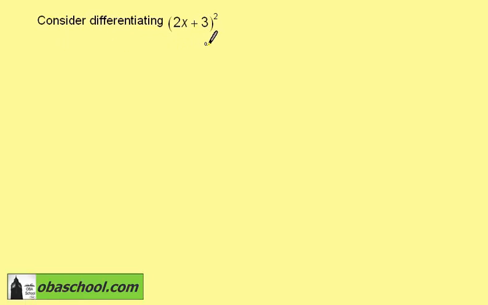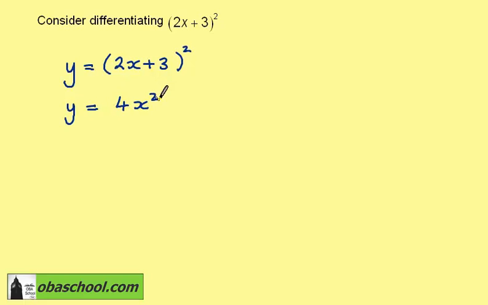Consider differentiating (2x + 3) squared. We can begin by letting y be equal to (2x + 3) all squared, and then to get it in the right form to differentiate, we can expand the bracket.